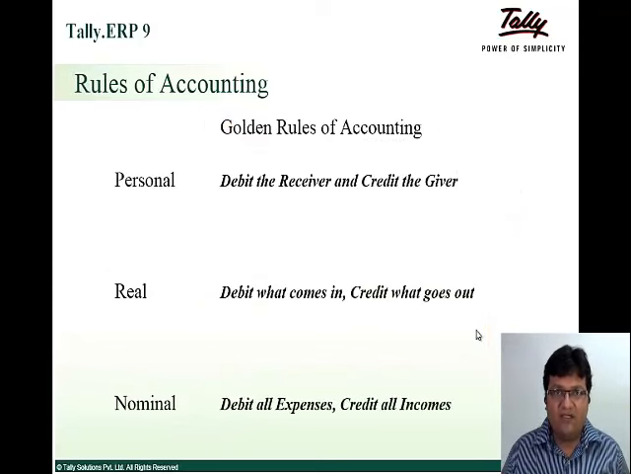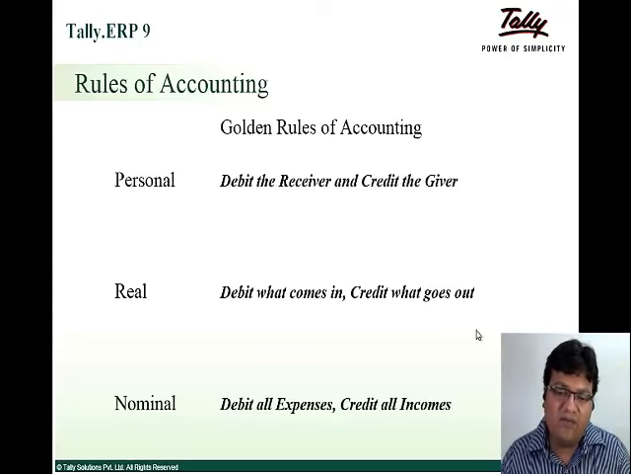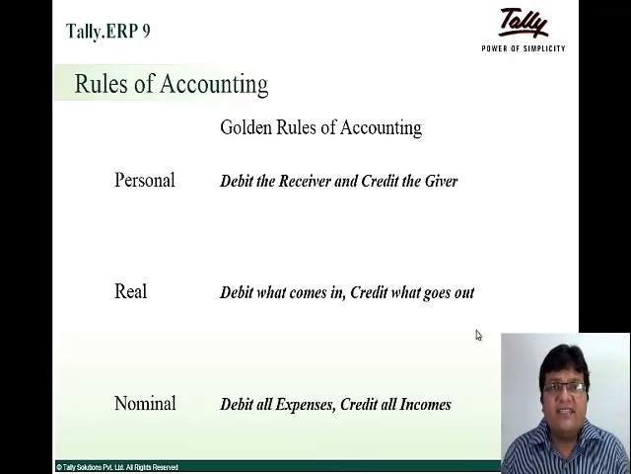First is personal account, second is real account, and the third is nominal account. So what are the principles or rules of accounting that these accounts follow? If it is a person, an institution or an organization, it will be classified as a personal account. Now a personal account follows the golden rule of accounting, saying debit all receiver and credit all giver.